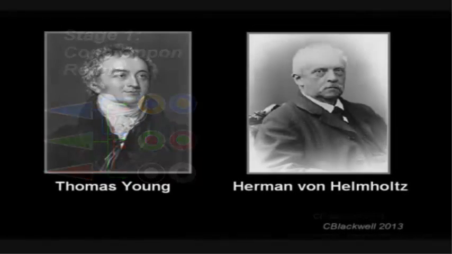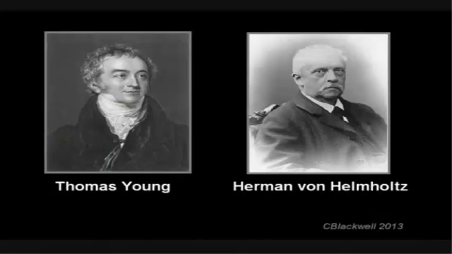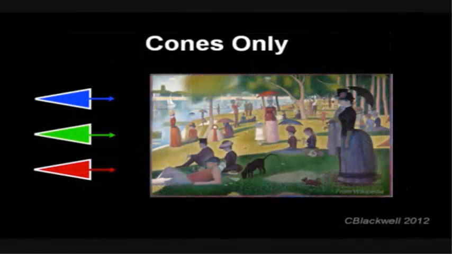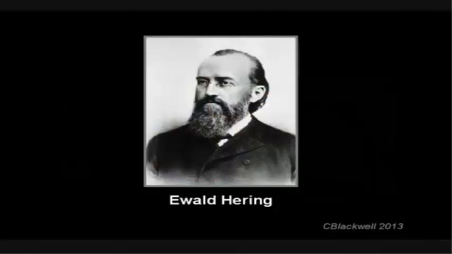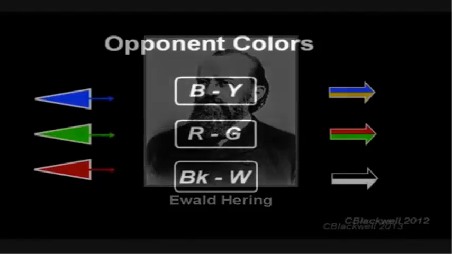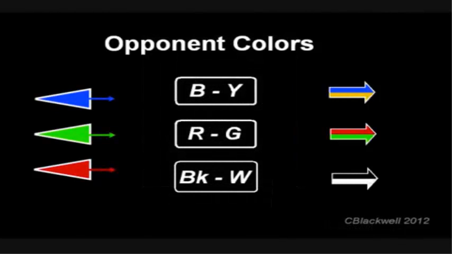Young and Helmholtz thought they had a sound explanation for color vision using just cones. But there were aspects of color vision that weren't accounted for by this theory. To try and explain those issues, an Austrian named Ewald Hering proposed an alternate system that divided color perception into 3 channels: blue-yellow, red-green, and black-white. He called this opponent color theory. He based his opponent concept on 2 main findings.